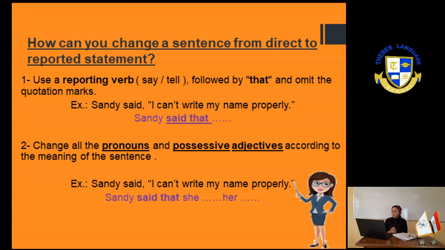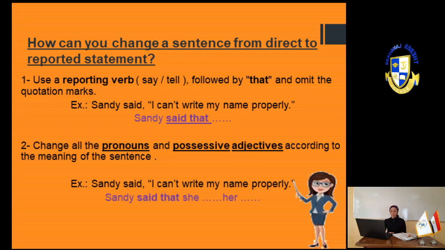Here, let's see this example. Sandy said, "I can't write my name properly." This is direct or indirect? Of course, this is direct because we have the quotation marks and the same words that Sandy used. If I wanted to turn it into indirect or reported speech, what am I going to say? Here we are going first to remove the quotation marks, and then we're going to use one of the reporting verbs, say or tell, and then using that.